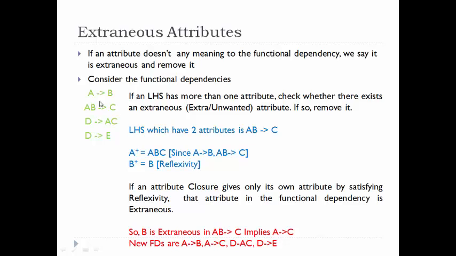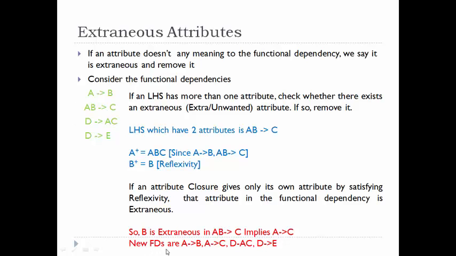Now A closure is giving B, and AB along with it gives C. So we can say A closure gives ABC because of A tends to B and AB tends to C. Now B closure gives B alone. If a closure gives only its own attribute as a result, then this attribute in this dependency is extraneous. So we can say that B is extraneous in AB tends to C, and we are going to remove B.